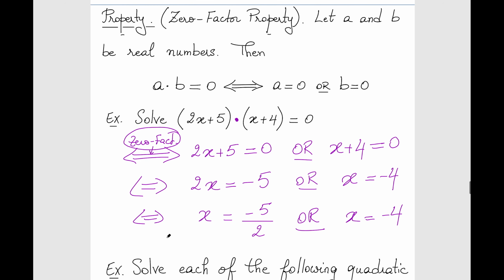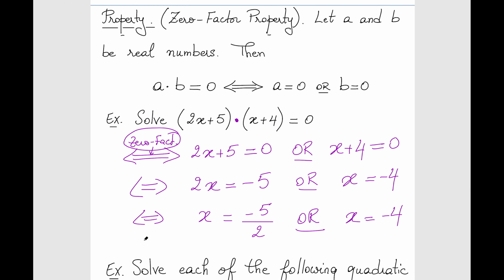So what's the solution set then? Remember, solution set means the set consisting of all solutions, right? So the solution set, in this context, is the set consisting of our solutions. What are our solutions? They are -5/2 and -4, right? So this is the solution set of this equation.